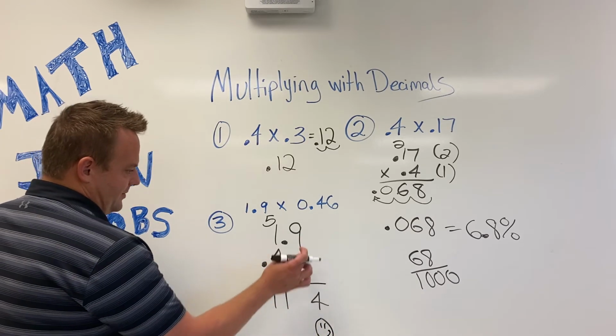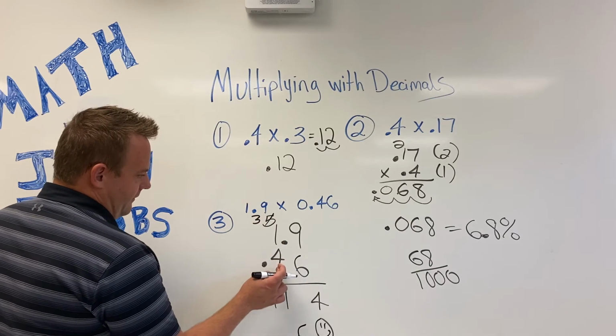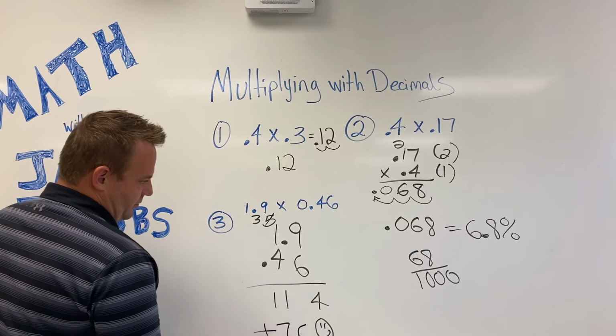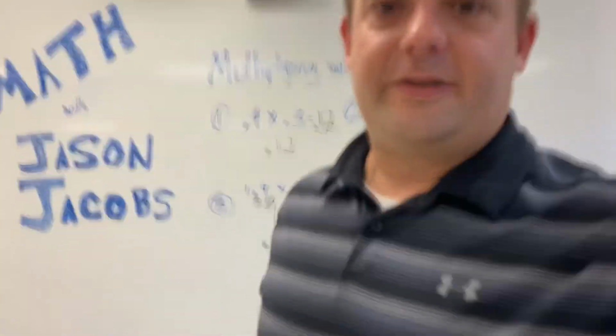And we go 4 times 9 is 36. I already used that, I'll cross it out. And 4 times 1 is 4, plus 3 is 7. Now we add up these partial products. Again, I'm ignoring the decimal. Can you guys even see this? Can you guys see this?